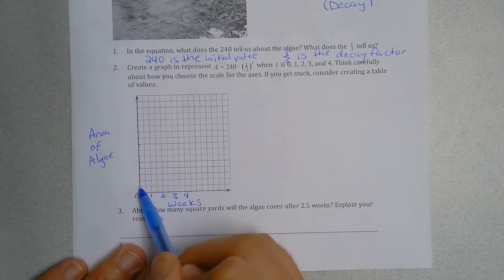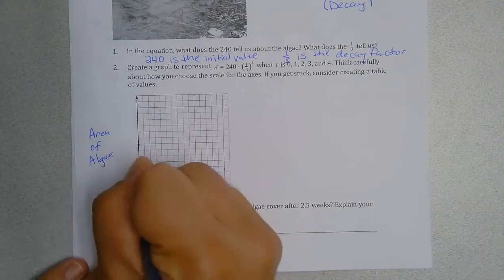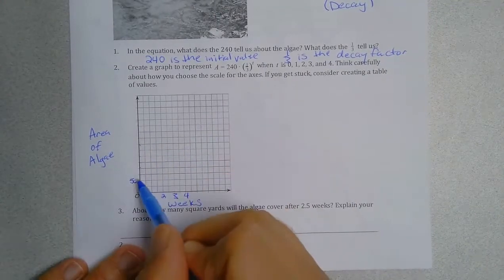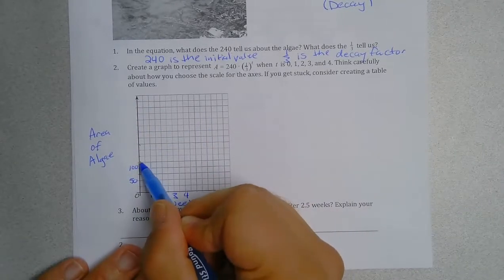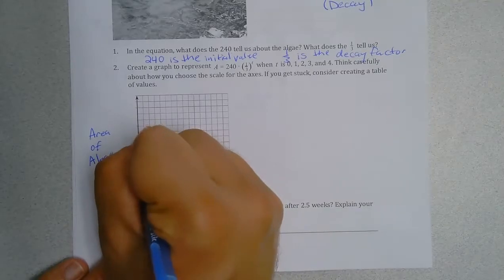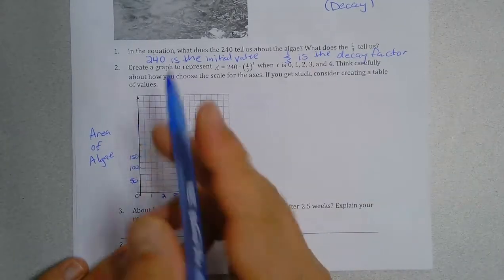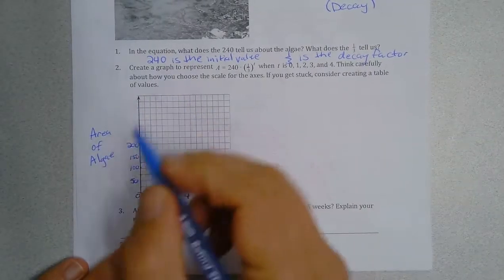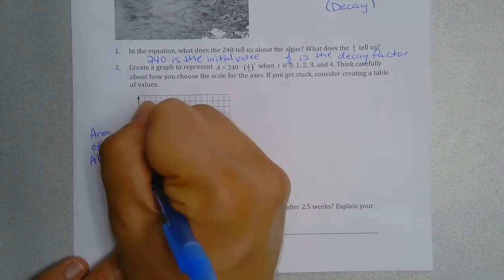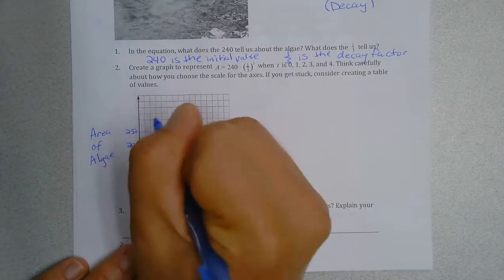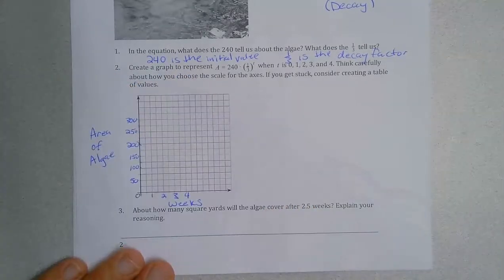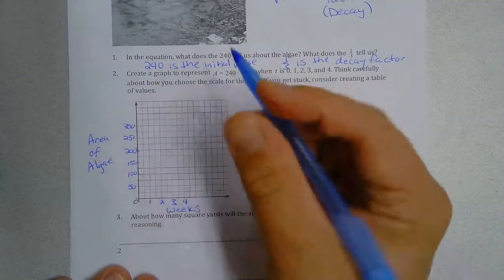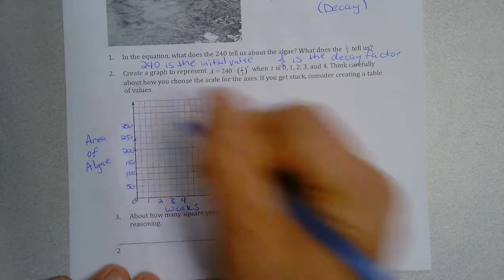So what I'm going to do here is this is 25, 50. I'm just going to fill in every second one. This would be 75, 100, 125, 150, 175, 200, 225, 250, 275, 300. So on here, this 240 would be about right here.